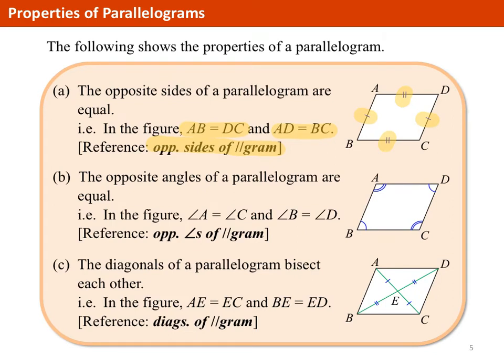The second property, the opposite angles of a parallelogram are equal. For example, in this figure, angle A and C are of the same size. Angle B and D are also of the same size. For the reason, we use opposite angles of parallelogram. And lastly, the diagonals of a parallelogram bisect each other. In the figure, the lengths of AE and EC are the same, and BE and ED are the same. For the reason, we use diagonals of parallelogram.